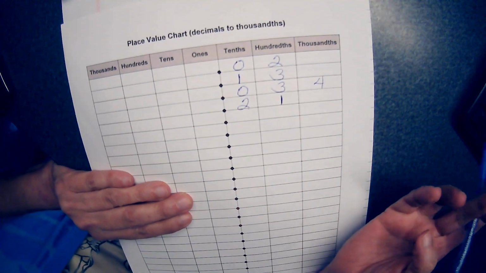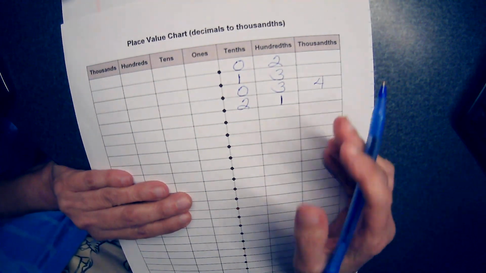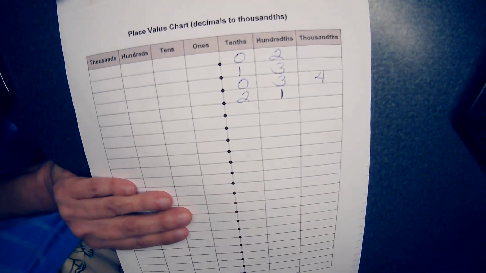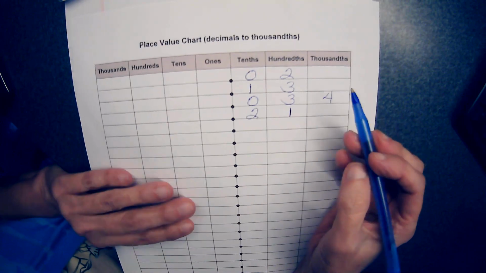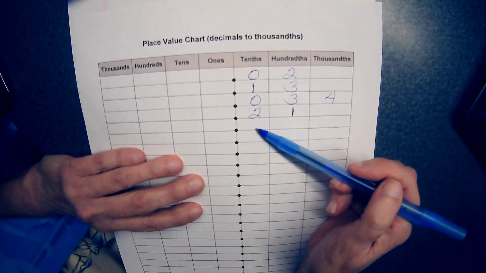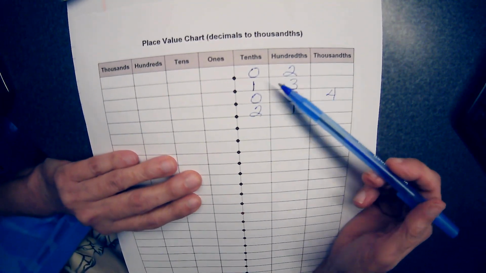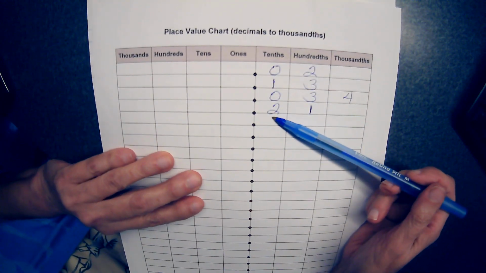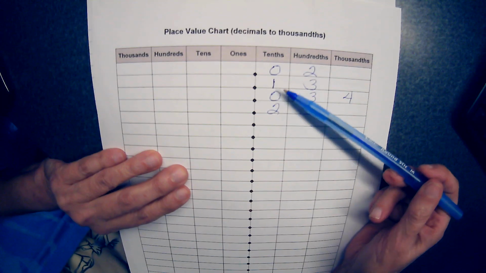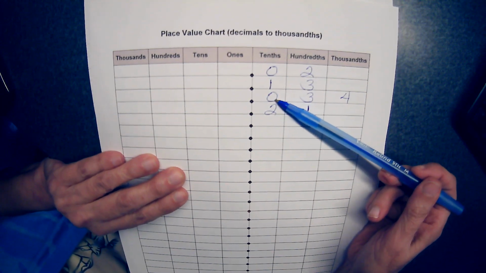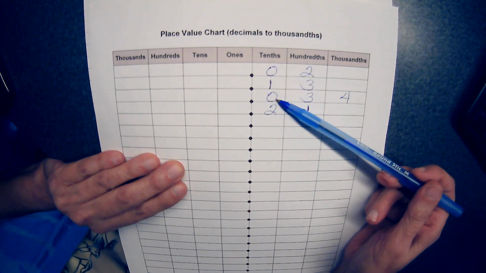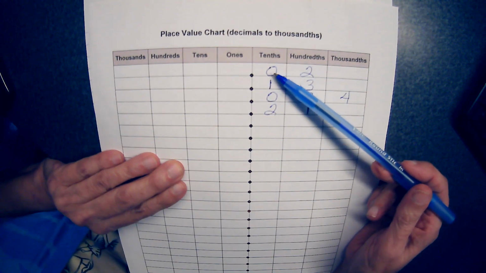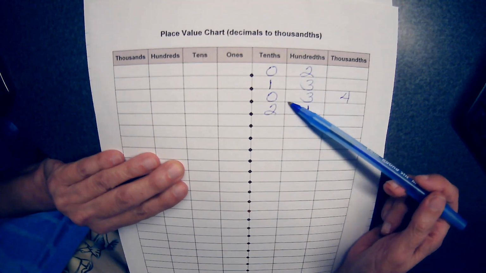Okay, so we want to, let's just say, put these in order from the least to the greatest. The first thing we're going to look at is our tenths column. We want to find the smallest amounts in that tenths column. I have a 0 here and a 0 here, which are smaller than 1 or 2. So the smallest amount either has to be this one or this one.